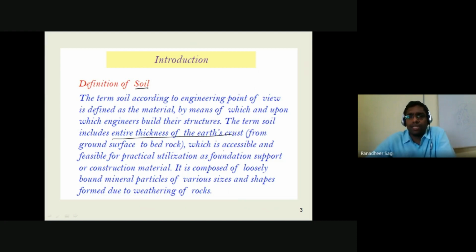And this material soil, which is accessible and feasible for practical utilization as foundation support or in any construction, you can use this material. It is composed of loosely bound mineral particles of various sizes and shapes formed due to the process of weathering of rocks. So basically, soil formation takes place due to weathering of the parent rock material; the particles which got disintegrated from the parent rock get carried away and deposited at a particular place to form what is called soil.